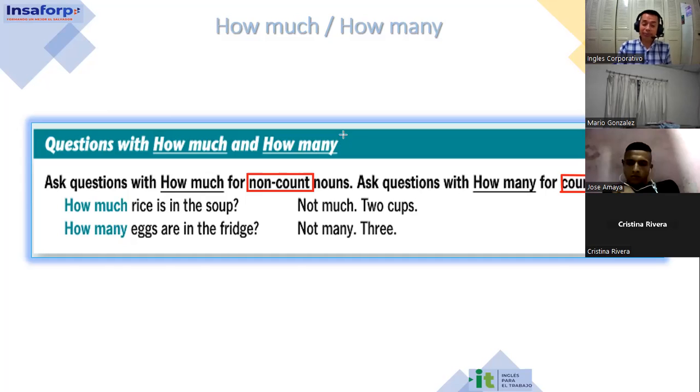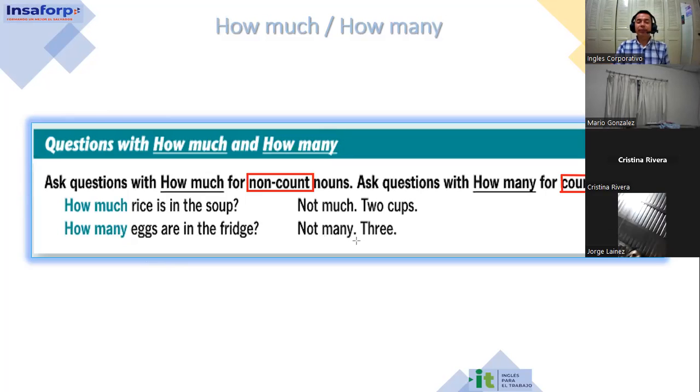Okay, now, how many eggs? Eggs are countable, right? And very expensive in this moment. Very expensive, no se han puesto caro, ¿verdad? So, and then how many eggs are there in the fridge? Not many. Three, it says. Three eggs. Okay. Now, again, last time. We use how much for non-count nouns. We use how many for count nouns. Right? Questions? No questions? Okie dokie, let's continue.